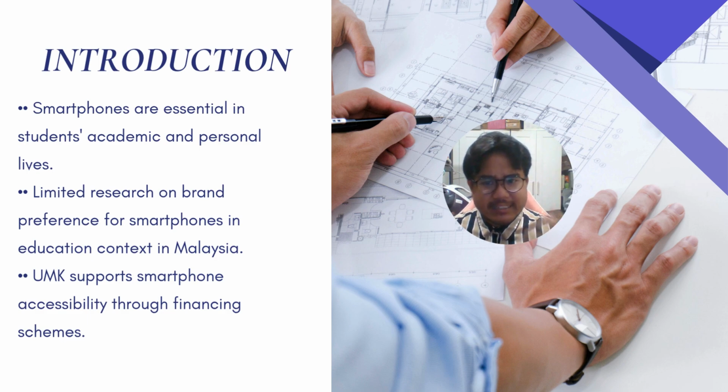Smartphones are currently essential in students' academic and personal lives. So this is why we are trying to research, in order to give more insight towards the students when they are purchasing their smartphone. There is limited research on brand preference for smartphones in an education context, especially in Malaysia. And UMK is currently supporting smartphone accessibility through financing schemes, and we want to help them gain more insight to better suit their students in UMK.